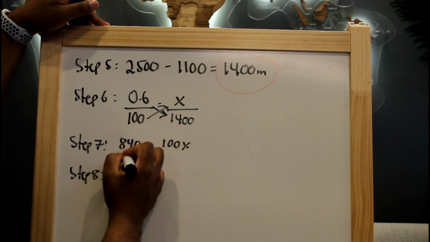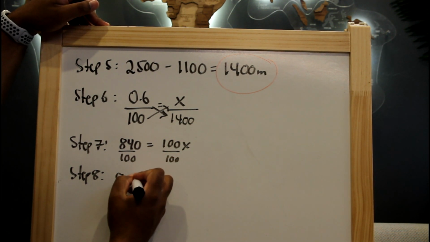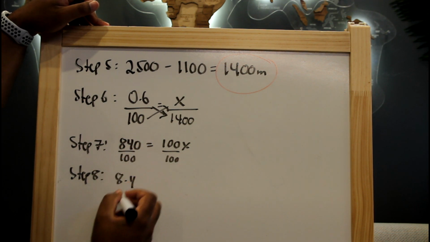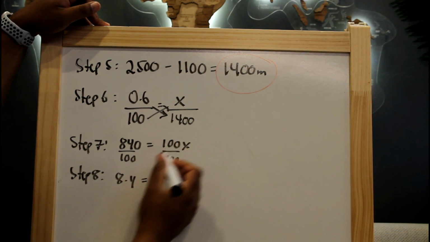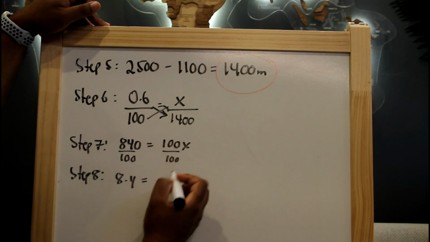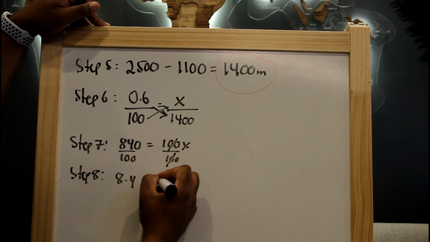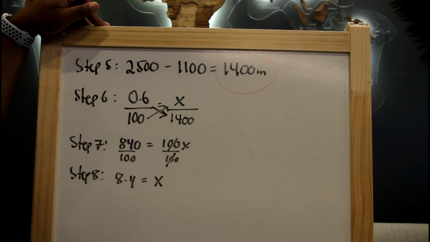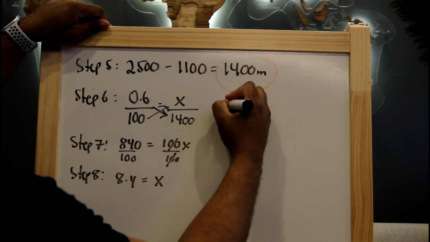Now, step 8, we're going to isolate for this x. So we're going to divide each side by 100. 840 over 100 gives us 8.4 degrees. And then we're going to divide 100x by 100, so both of those cross each other out, giving us x. So that means that from the condensation point to the peak, we've just lost 8.4 degrees Celsius.